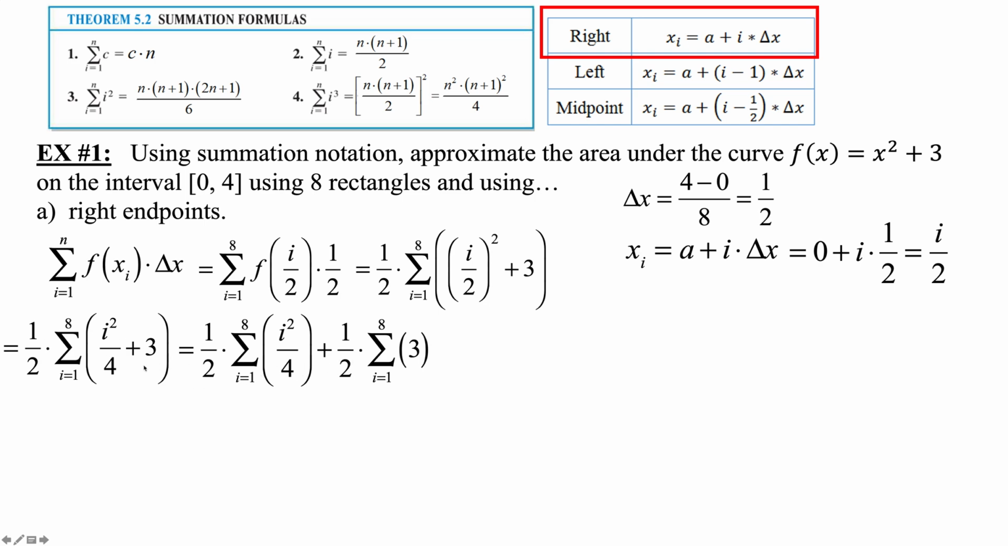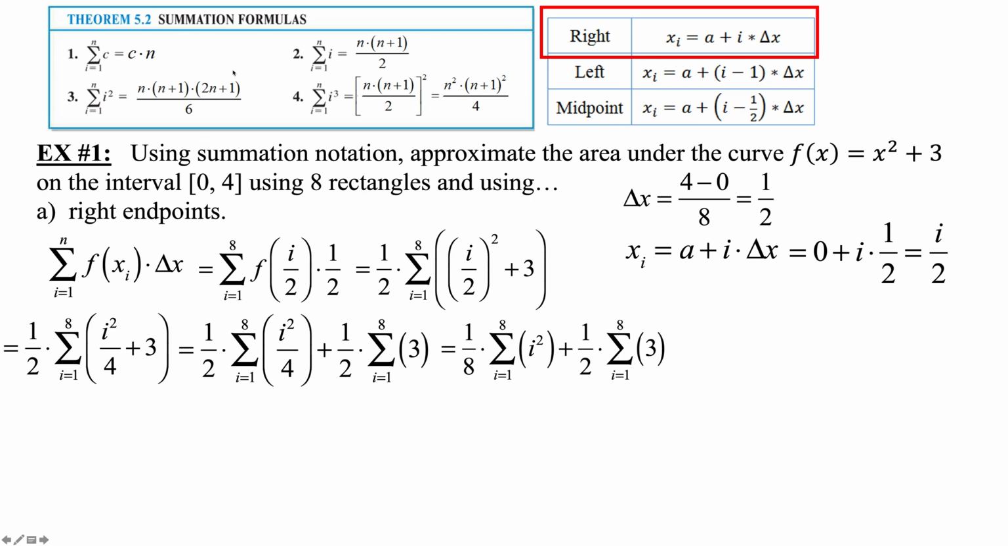I'll get to it. And then we're going to separate into two summations. So I separated them first. So this 1/2 goes with the summation for both of those. Okay, here's where I factored out the 1/4 out to the front. So this first one is 1/8 times the summation of i equals 1 to 8 of i squared plus 1/2 times the summation of i equals 1 to 8 of 3.